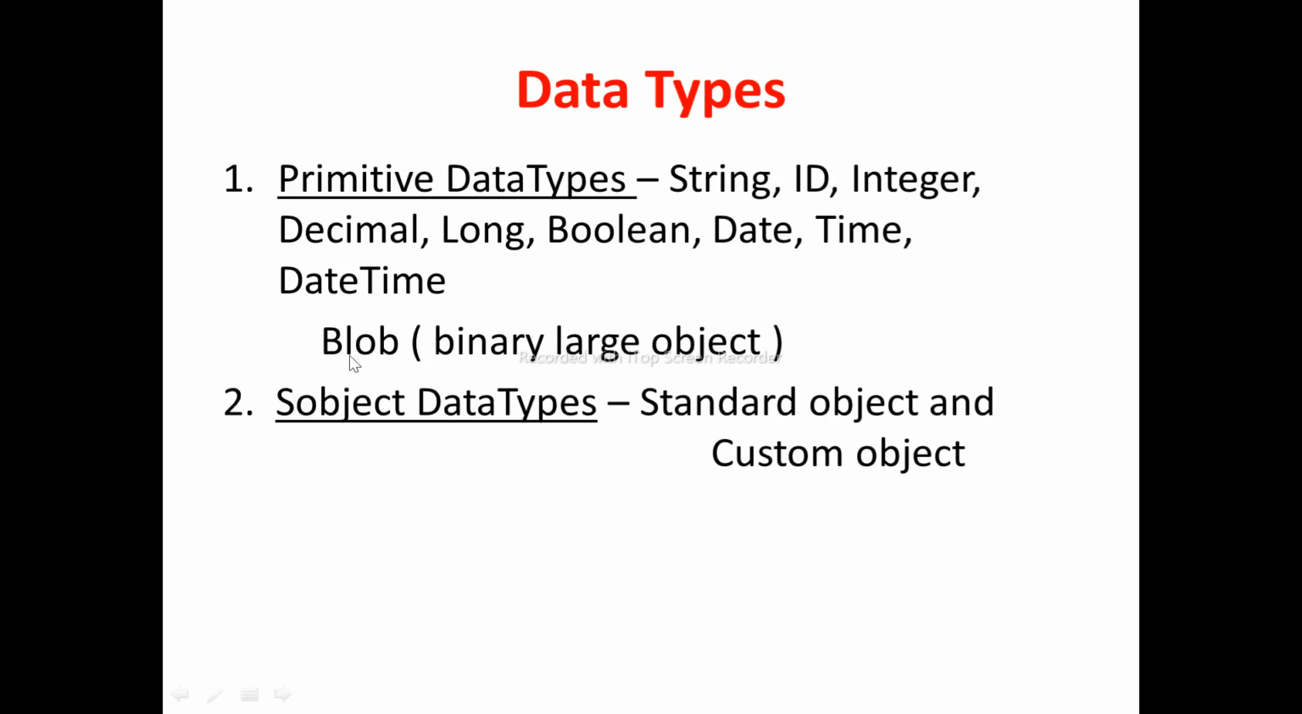Also, blob, which means binary large object, is also a primitive data type. And the second data type is object data types. All standard and custom objects are called object data types. Object data types hold the value of each field in a record.